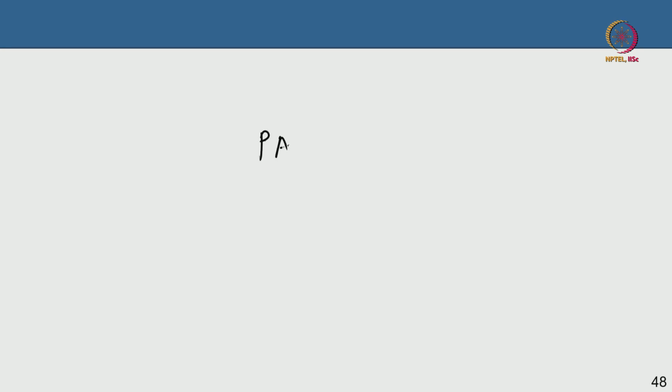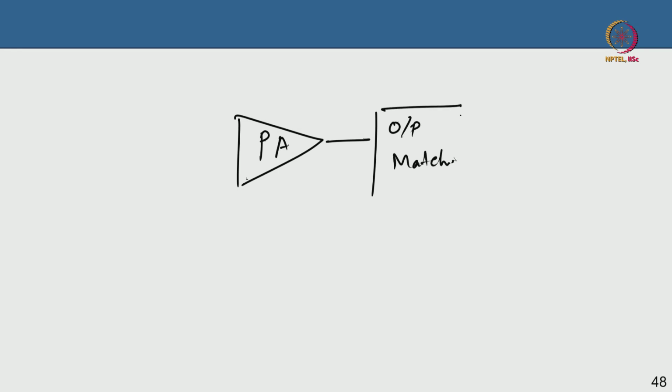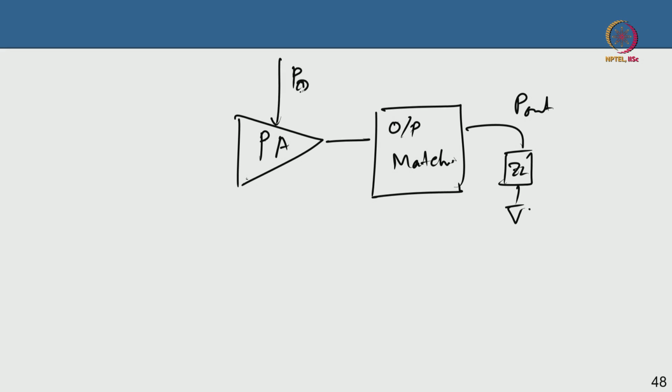Essentially, if you have a power amplifier, you need to have an output matching because the impedance has to be matched. We have talked about impedance matching so much. Then you are going to deliver the output power to some load here, and you are going to supply a DC power, a DC voltage and current you are giving.